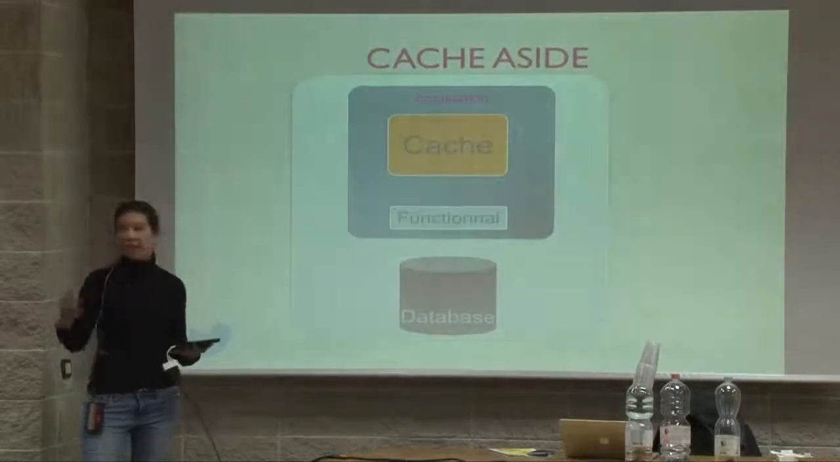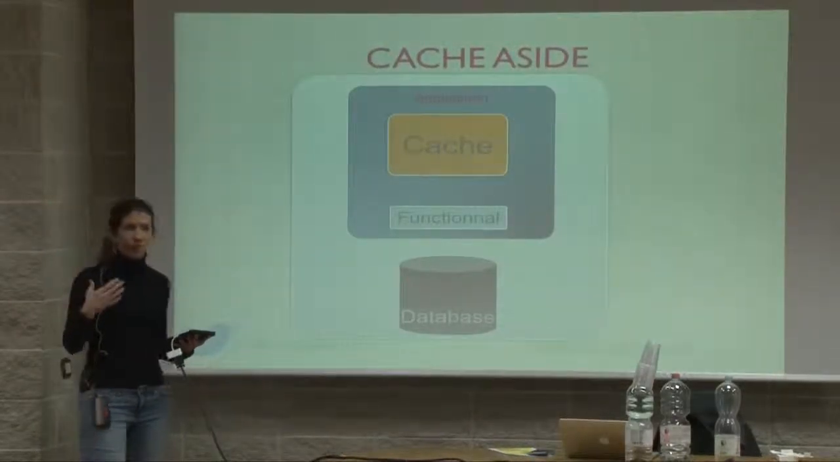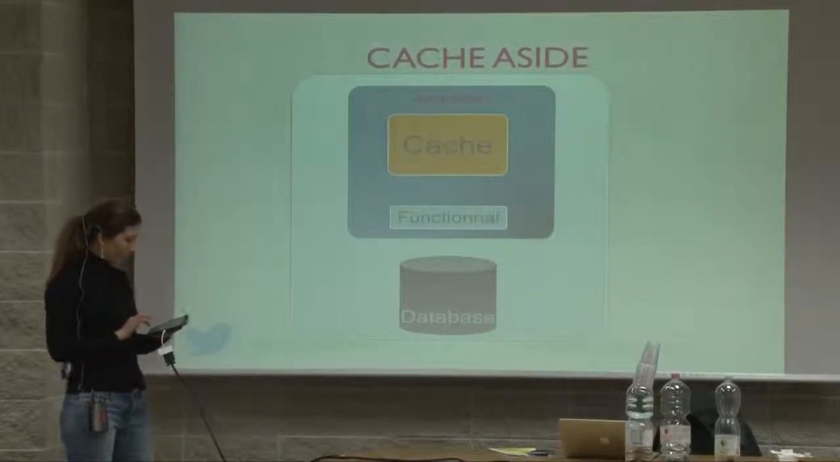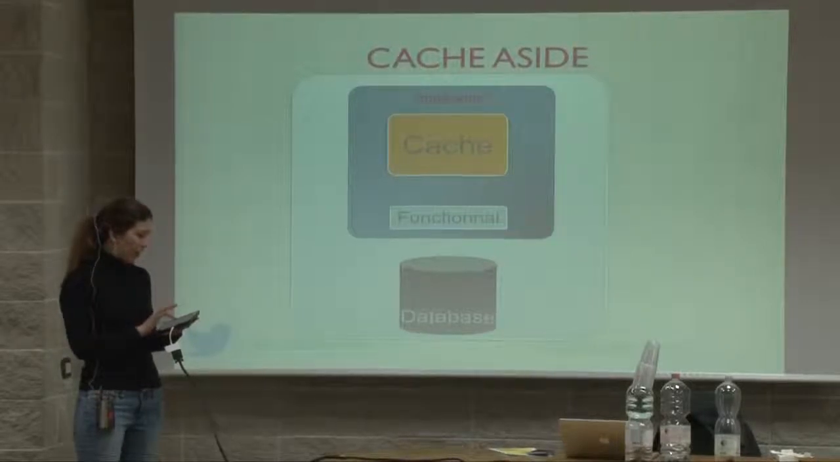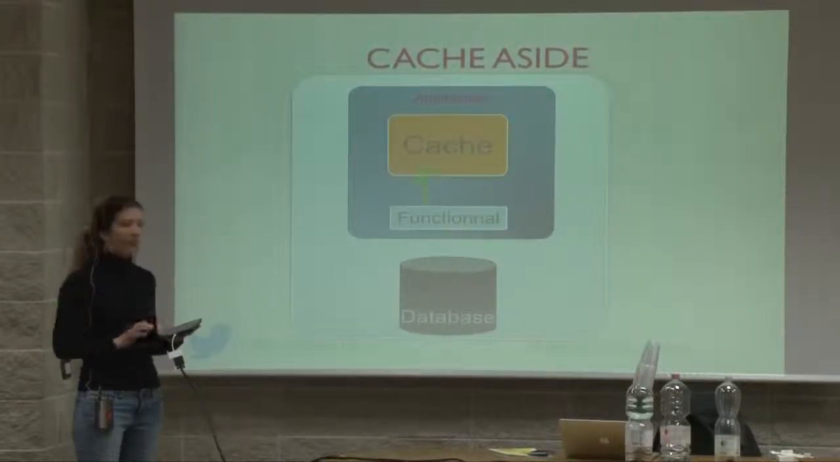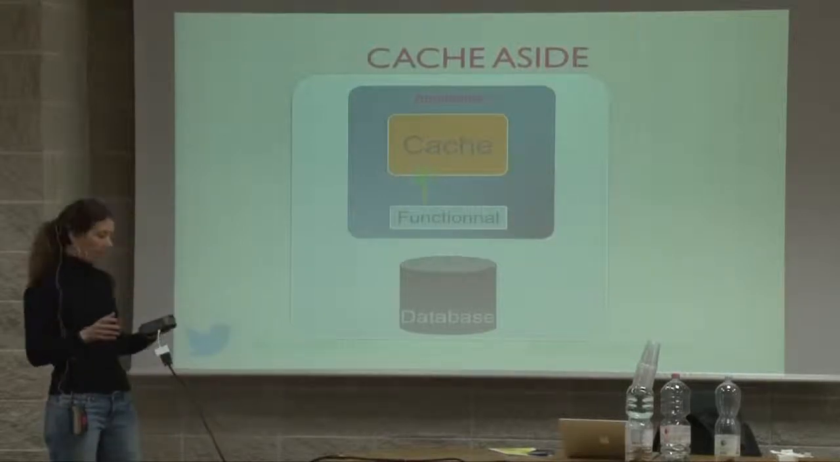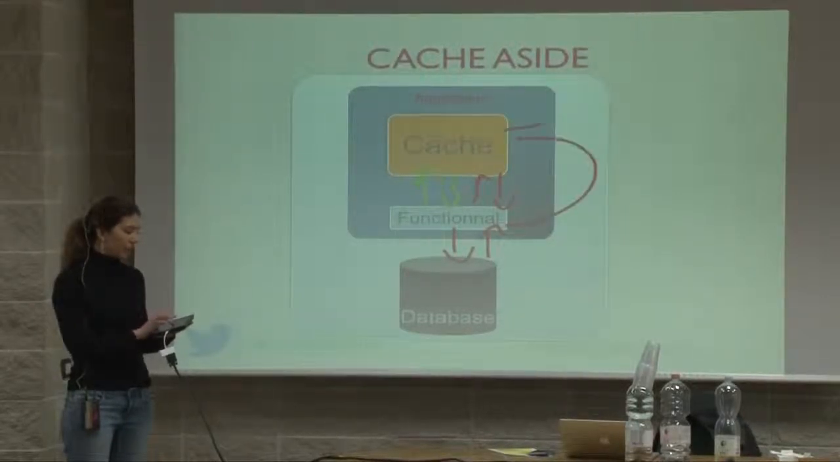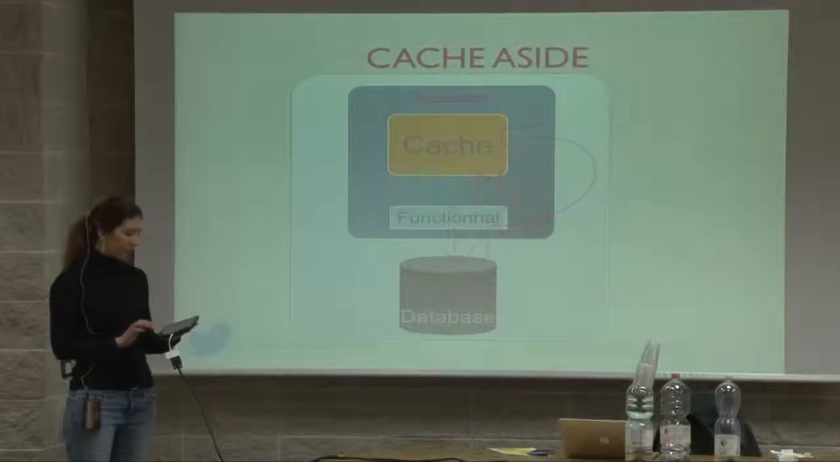So now, how do you access data when you want to interact with the cache? Your app asks the cache, get me the key 1, okay? If the cache has it, it just returns it. If it doesn't have it, it will return null. And it's your functional code that will deal with the database, return the value, and put it in the cache, okay? That's really simple.